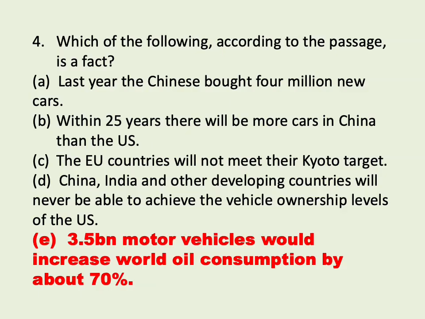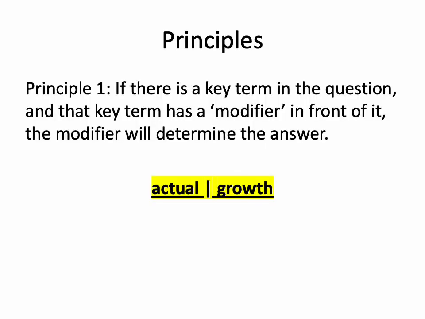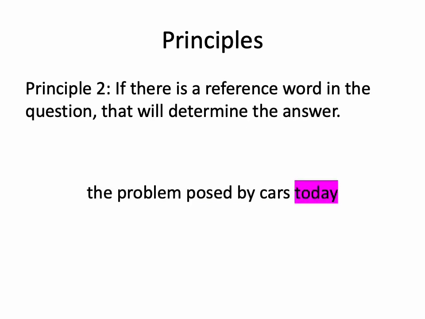Okay, that's the end of our brief look at facts and fact status in multiple choice questions in LNAT reading. But let's just recap on our principles so far. Our first principle asked us to recognise that the key term would cover our answer options, but our specific option would be signalled by the modifier, and here it was the use of the word actual. Our second principle asked us to recognise that the key term would be qualified by a reference item, here a deictic of time, namely today.